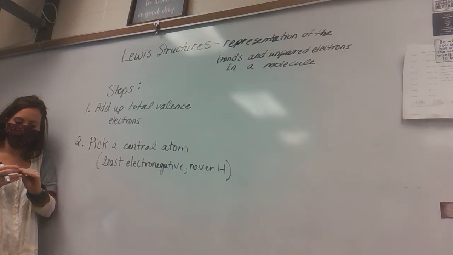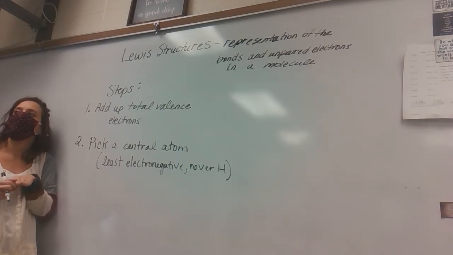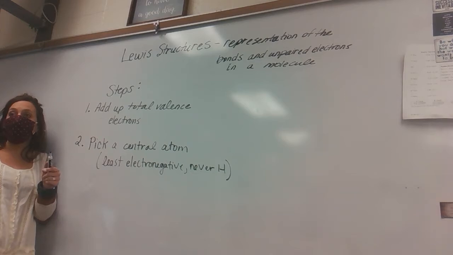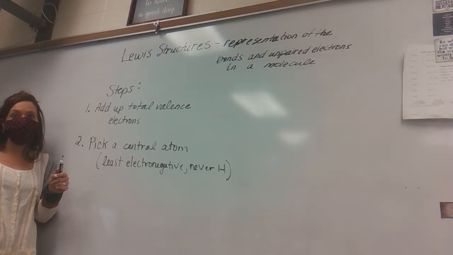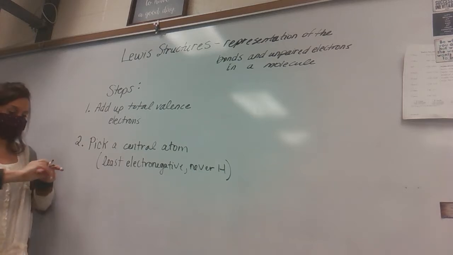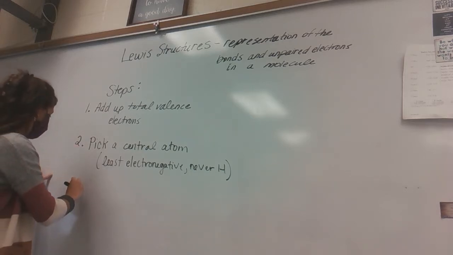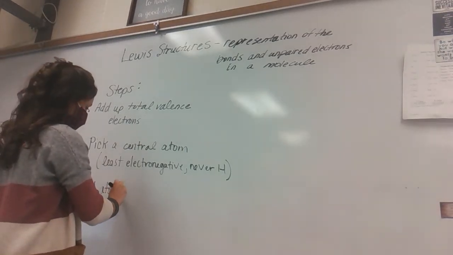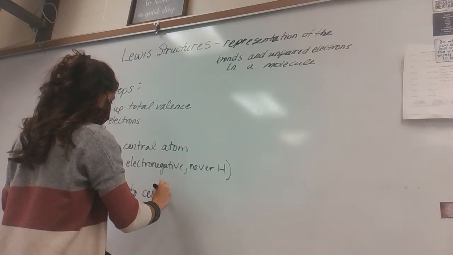So, where's the most electronegative? Do you remember? At least or most? Yeah. Fluorine, top right, is the most electronegative. So your central atom in your Lewis structure is going to be the one that's farthest away from fluorine of all your options. So you put that in the center. Then, number 3, bond all other atoms to your central atom.